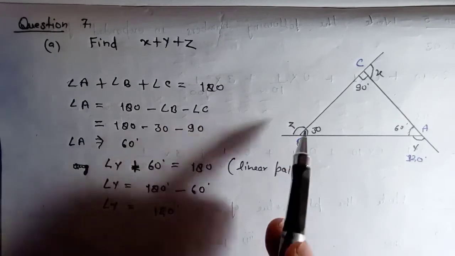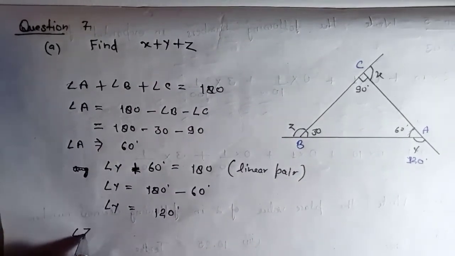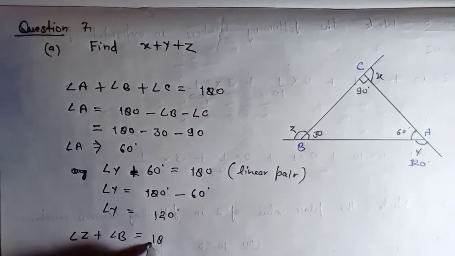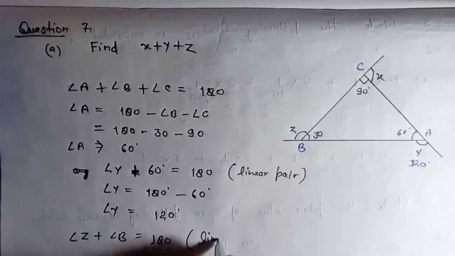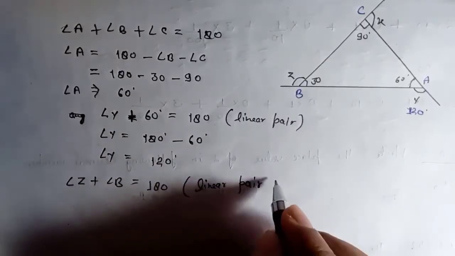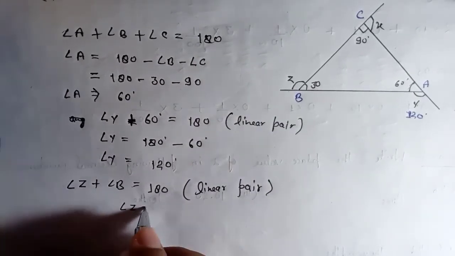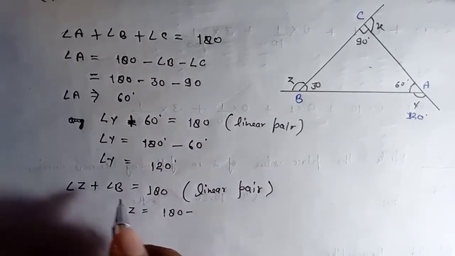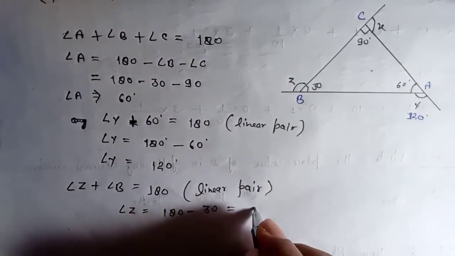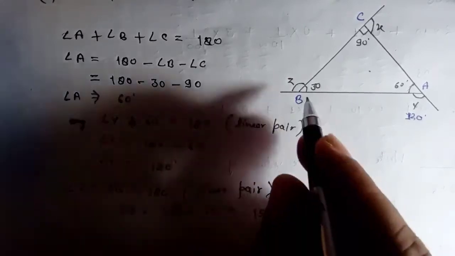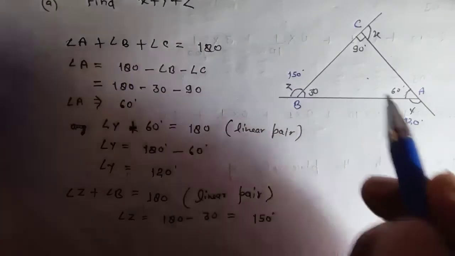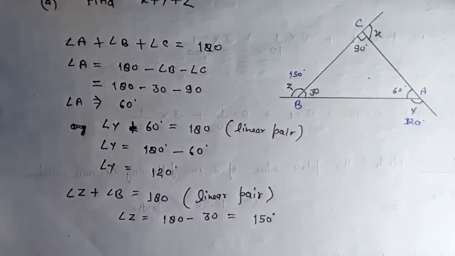Now we have to calculate angle Z. We know that angle Z plus angle B is equal to 180. Why? Because they also form a linear pair. So angle Z is equal to 180 minus angle B, and angle B means 30 degrees, so it gives the result 150 degrees.